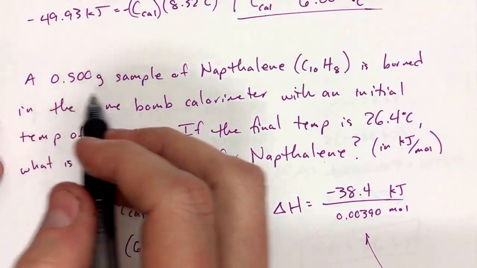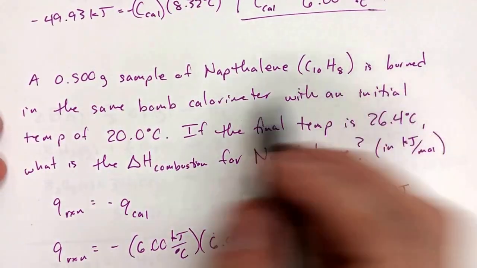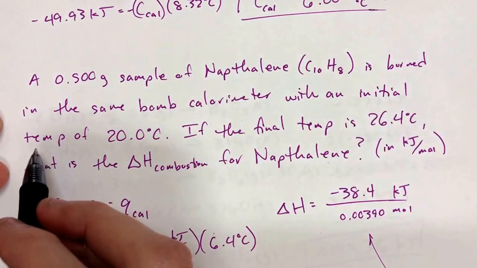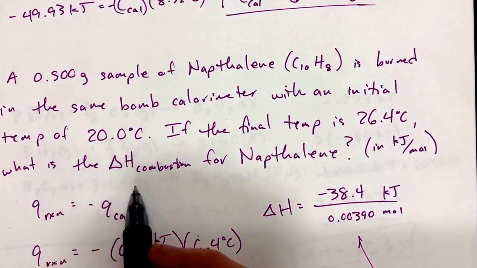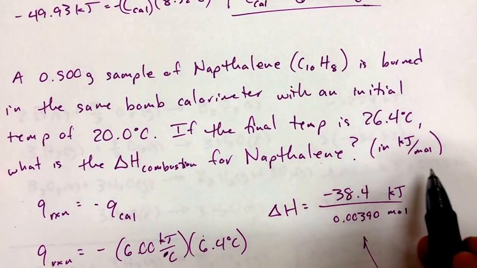So 0.5 grams of naphthalene, which is C10H8, is burned in the same bomb calorimeter with an initial temperature of 20 degrees Celsius. If the final temperature is 26.4 degrees Celsius, what's the delta H of combustion for naphthalene in kilojoules per mole?